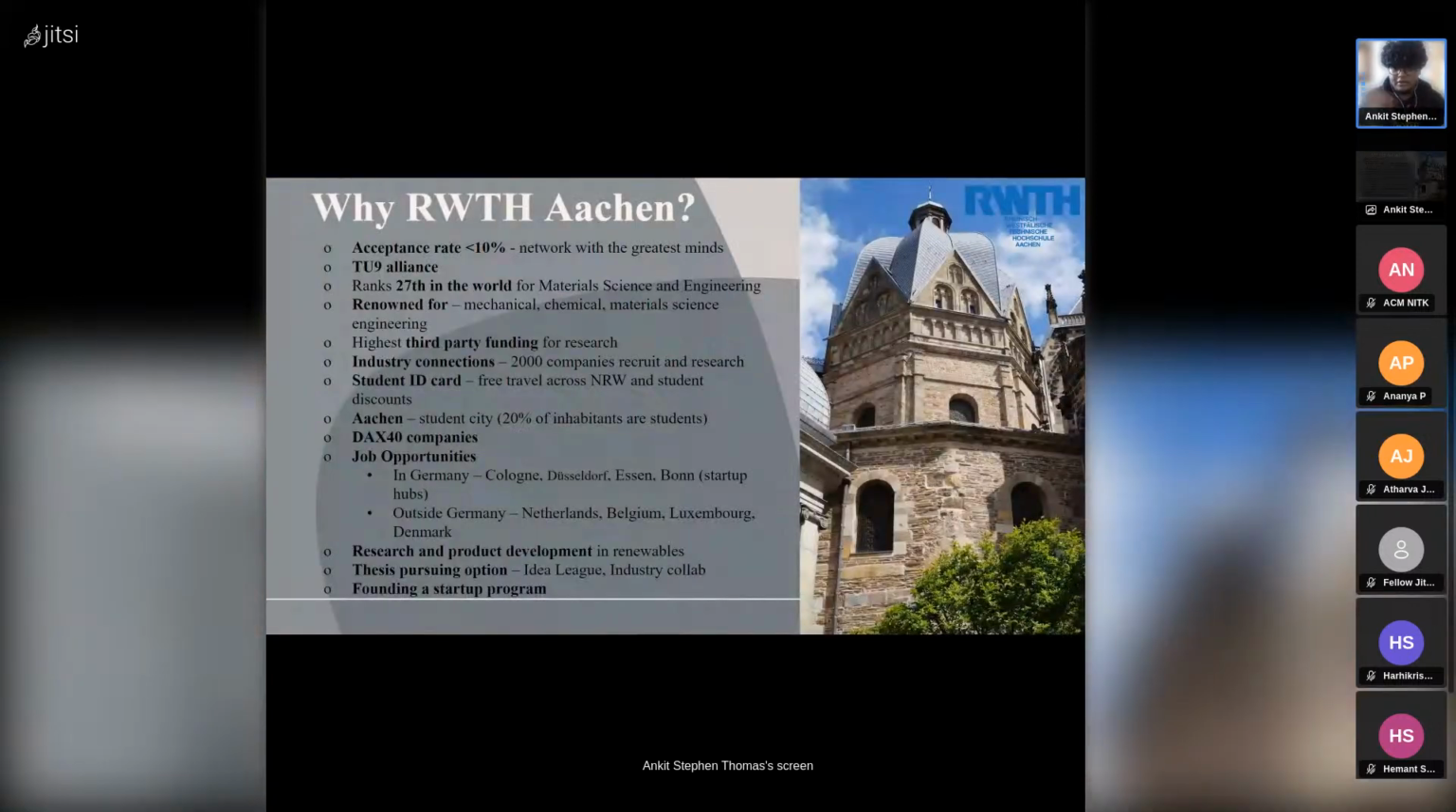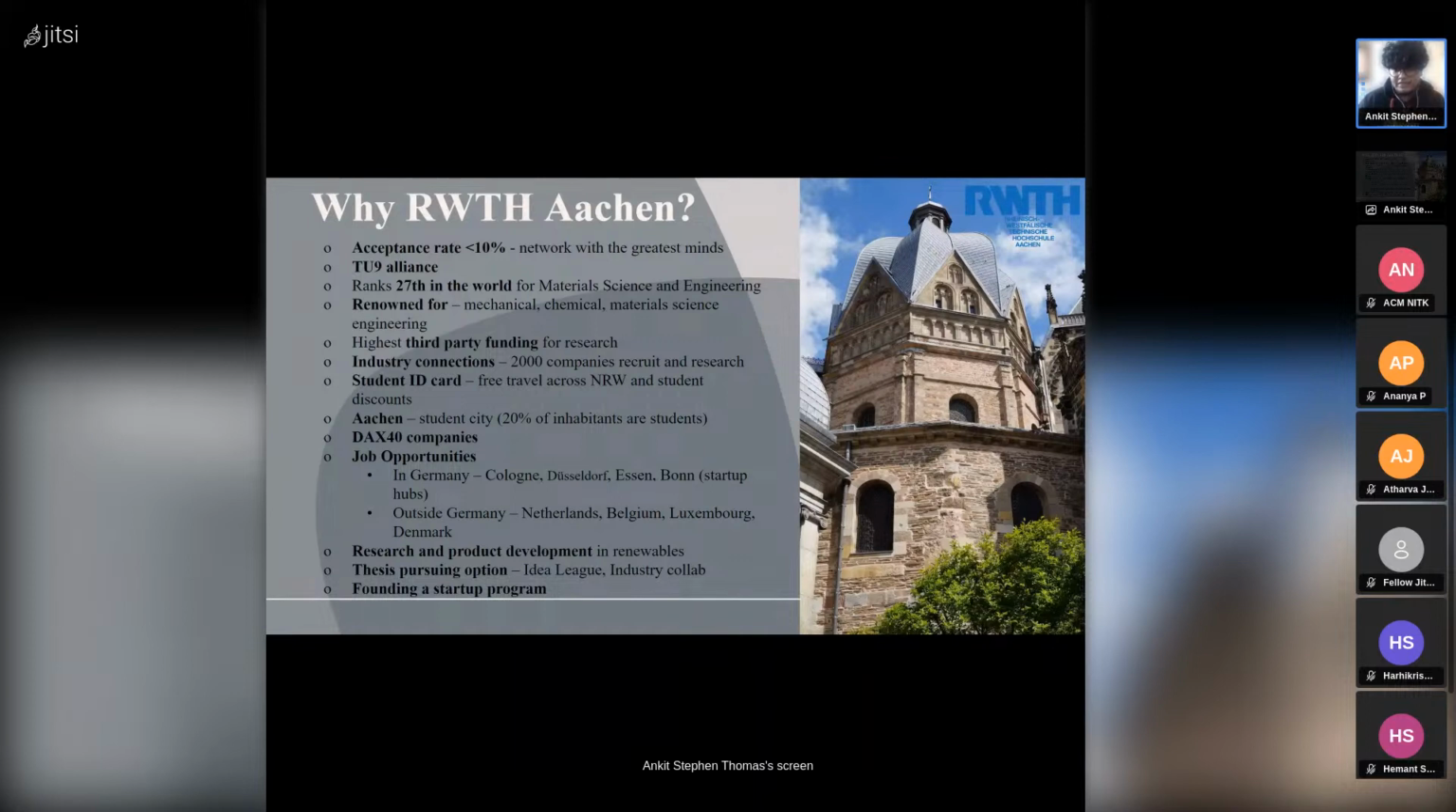Okay, so I'll just run through these points very quickly. Why RWTH Aachen? RWTH Aachen has an acceptance rate of less than 10%. So basically, you network with the best minds all across the world, right? And in Germany, there's this thing called the TU9 Alliance, where the 9 best technical universities in Germany have formed a group. It's called the TU9 Alliance, and RWTH ranks second in that.